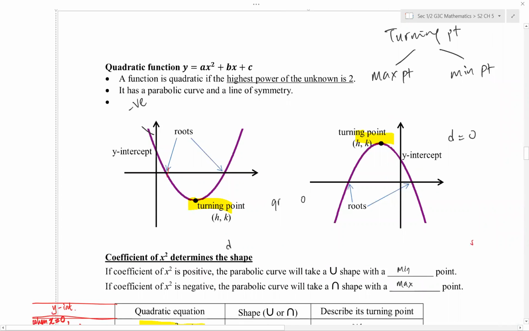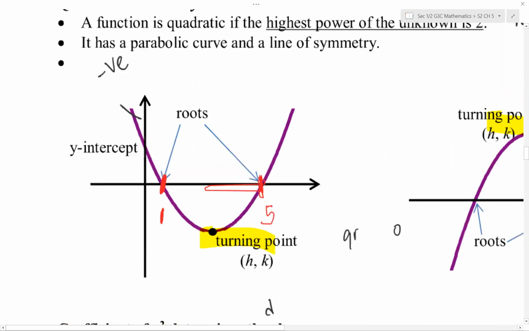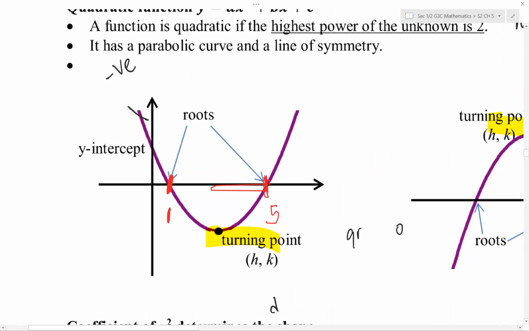If I tell you that the roots over here, this root, let's say it is 1. Let's say this is, for example, 5. If I've got 1 and 5 as the intersections, the intercepts, what do you think is the x value over here in the middle? Based on the idea of symmetry, can you see that it is in the middle? It is supposed to be in the middle of 1 and 5. So what is in the middle of 1 and 5?